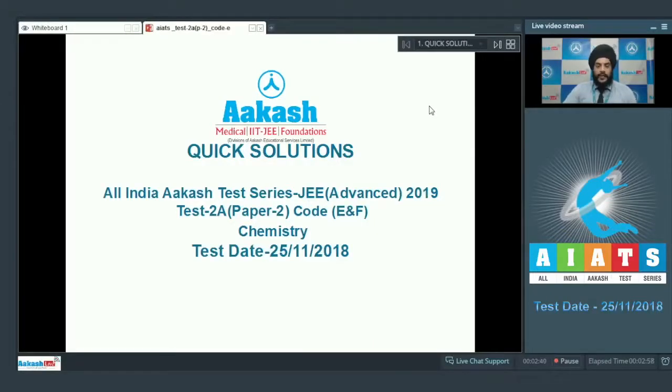Hello everyone, today we are going to look at some quick solutions of All India Akash Test Series JEE Advanced 2019 Test 2A Paper 2 Code E and F. So let's start with the first section.